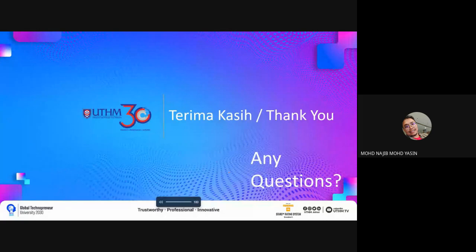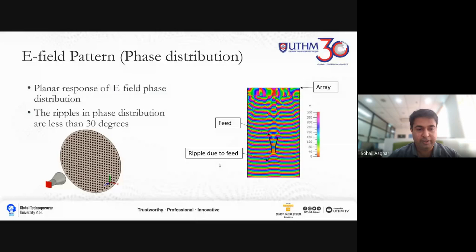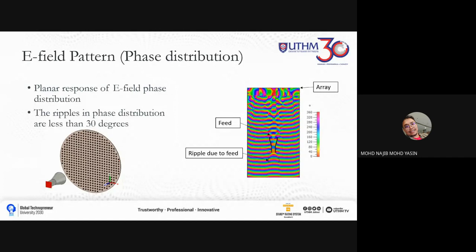I'm Najib again, from Unibet. I'm very interested in this work on the RIS. Previously, you said that you are doing the reconfigurable intelligent surface at 100 gigahertz, right? Can I see your unit cell? The unit cell is like this. It's one unit cell. Are you using the quantization method, or are you not using quantization? You said that you have 1 bit, right? Yeah, it's just 1 bit only.